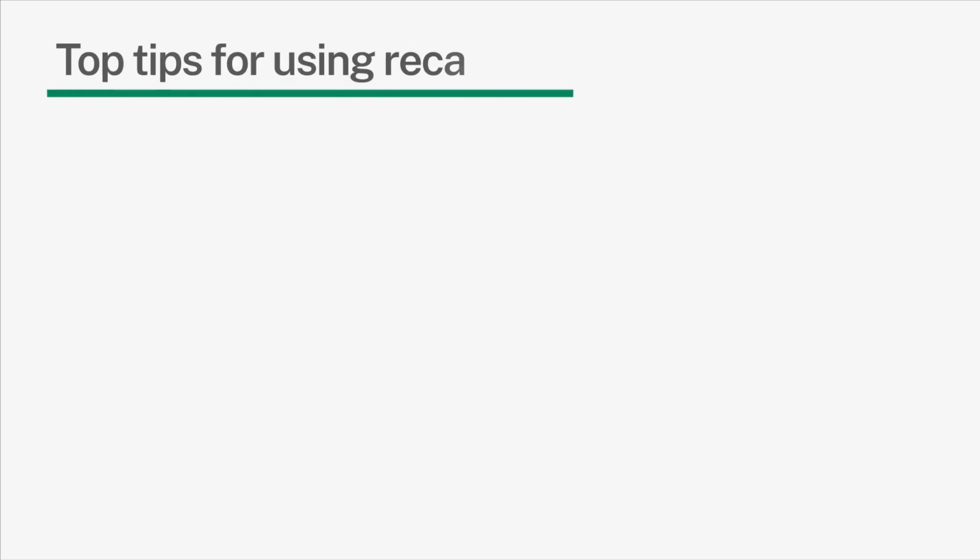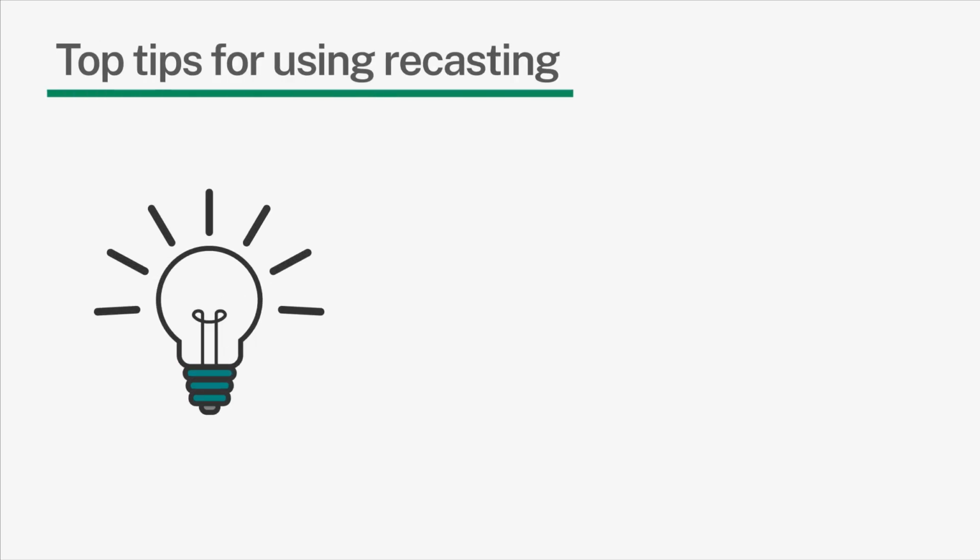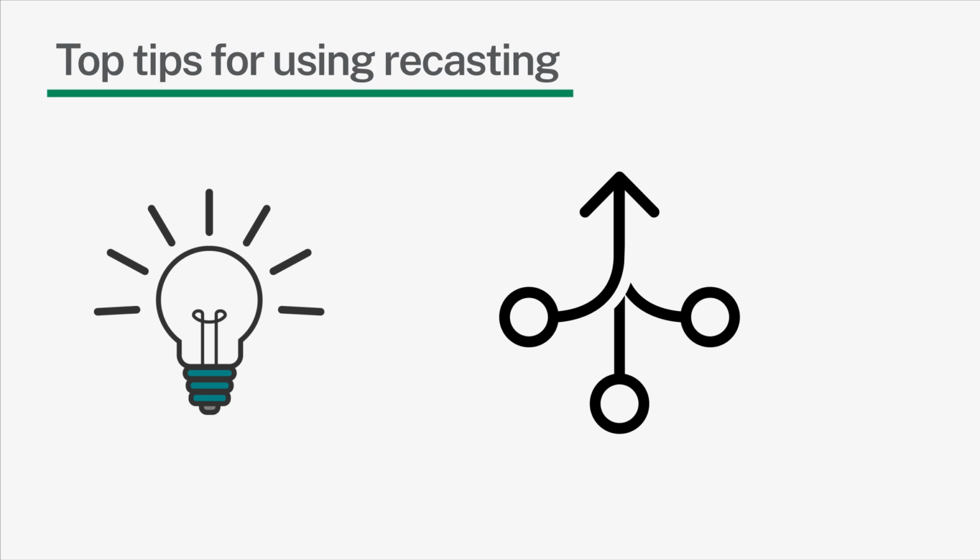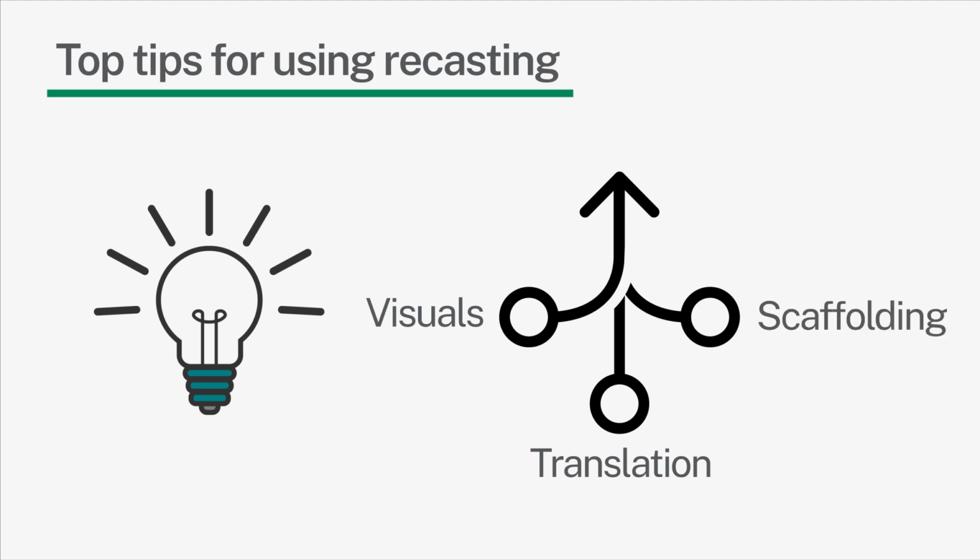Top tip: use recasting alongside other strategies, like using visuals, providing translated lists of new vocabulary, and giving learners additional practice in using new grammatical forms correctly with scaffolding. This is particularly important for learners who are new to English or at the early acquisition stage because they do not have enough knowledge about English to recognize their error in the recast.